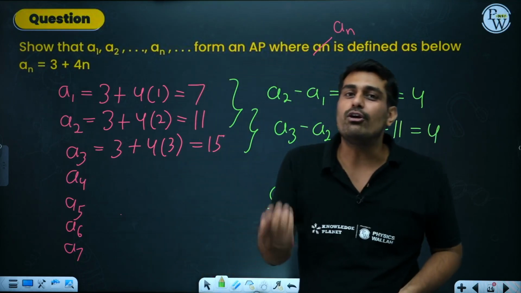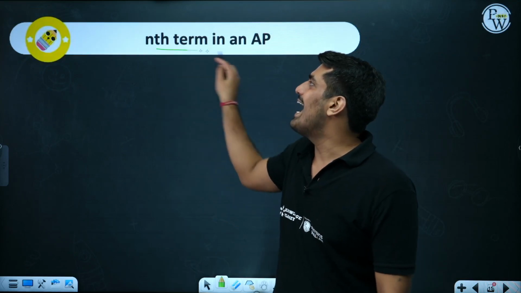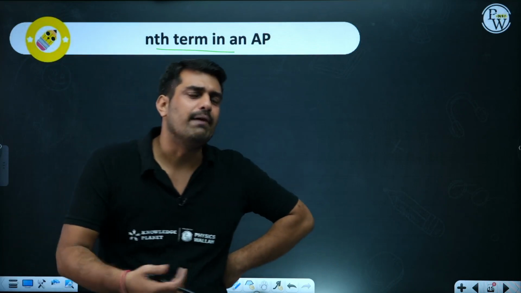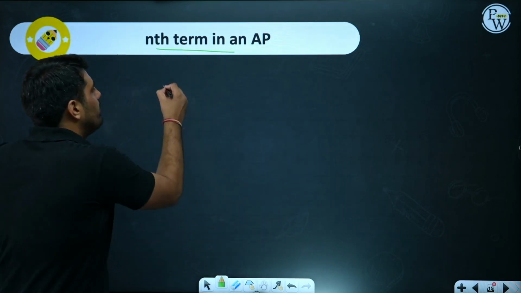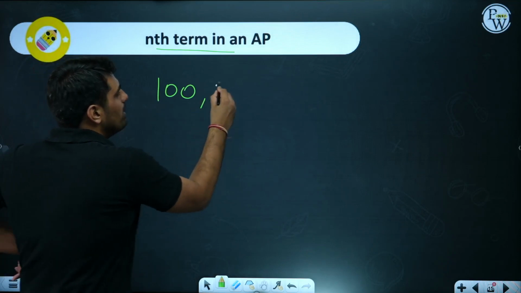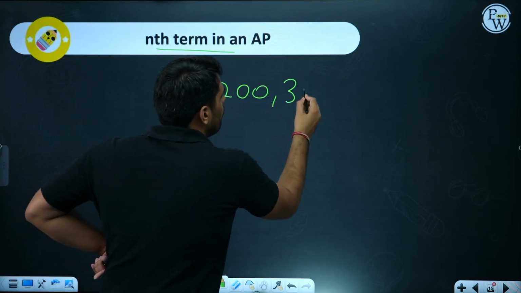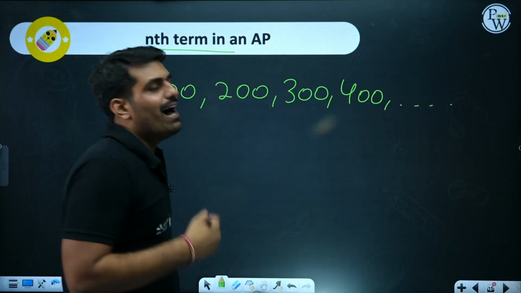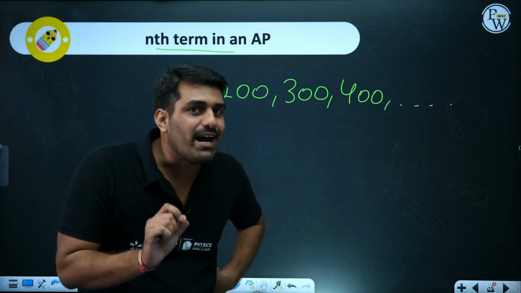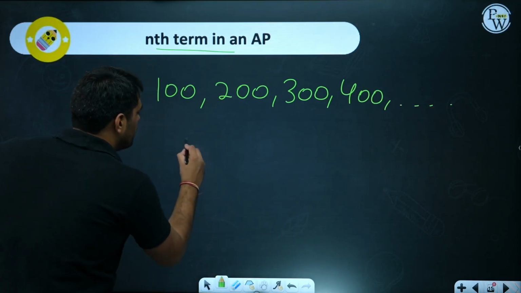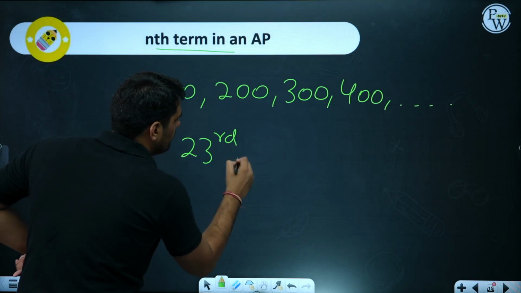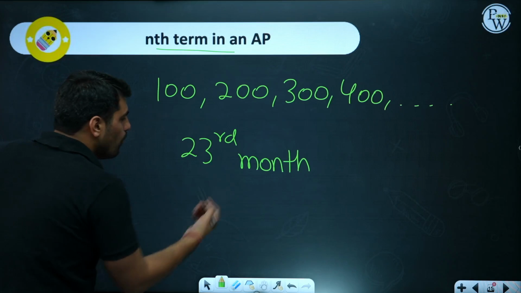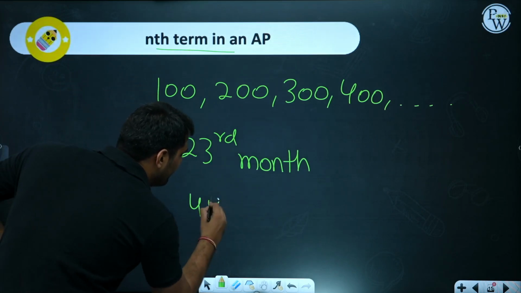Next, going forward, we are going to talk about a new topic, and the new topic over here is the nth term. What exactly is the nth term, sir? I gave you the example that each and every month you are getting pocket money. First month 100 rupees, second month 200, third month 300, fourth month 400, and the sequence goes on. Now, if I ask you, what pocket money will you be getting in the 23rd month? Or let me say, in the 48th month?